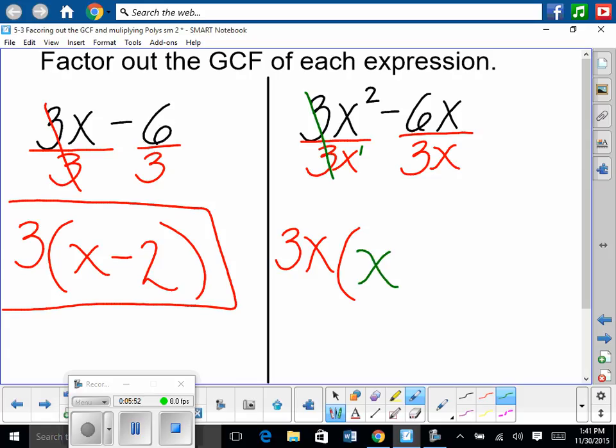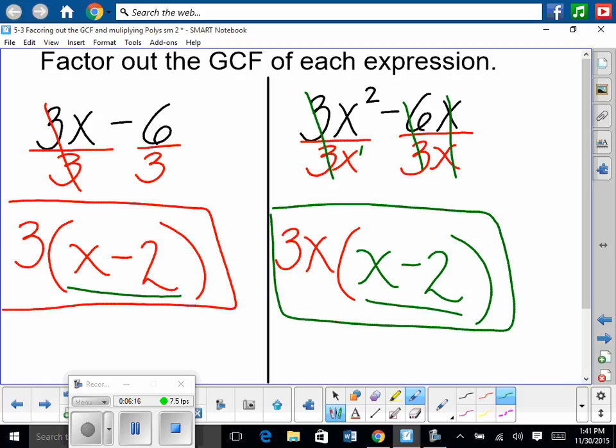And then what's negative 6 divided by 3? 2. Is it positive or negative? Negative 2. Good, negative 2. And then what's x divided by x? 1. So negative 2 times 1 is just negative 2, so we don't write the 1. Are we all good? Yes. Let's look back inside. Did we factor out everything? Yes, there's nothing more in common, so we're good.